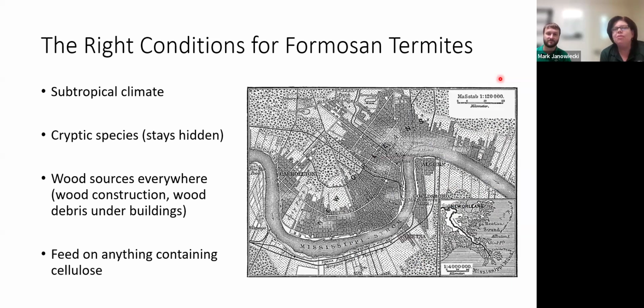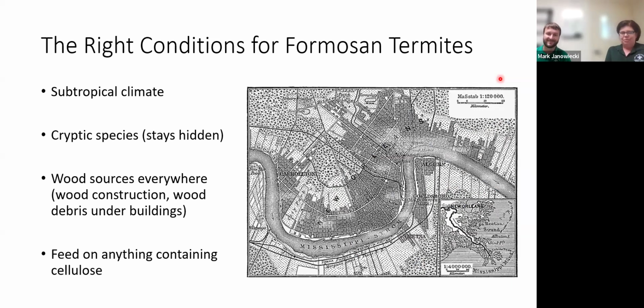And the Formosan subterranean termite loves New Orleans. Okay, we have a subtropical climate. It's nice and hot, it's humid, it's very soupy outside some days. And they're a cryptic species. They like to stay hidden. They're subterranean, so they live underground or inside of trees. And we have wood sources everywhere.